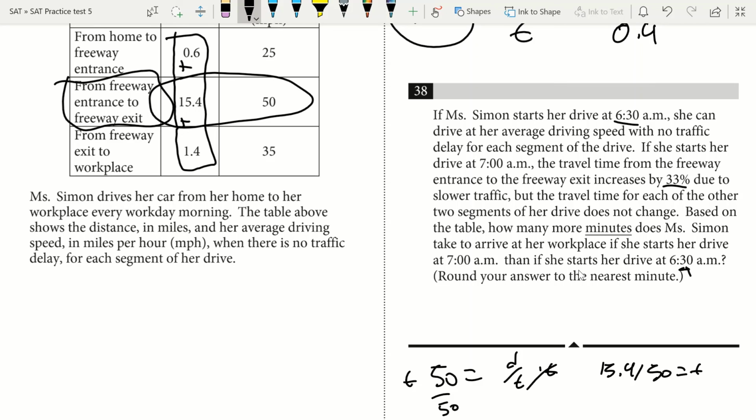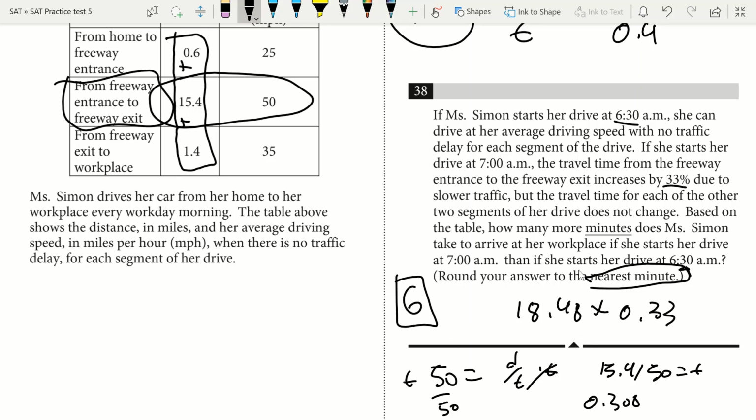When I do that, I get 0.308 hours. So I multiply by 60 to get the amount of minutes, and I get 18.48 minutes. But I have to multiply that by 0.33 because that's how much our driving time will increase. So I multiply by 0.33 and I get 6. I'm told to round to the nearest minute, so 6 minutes is going to be our increase. That's our answer there.